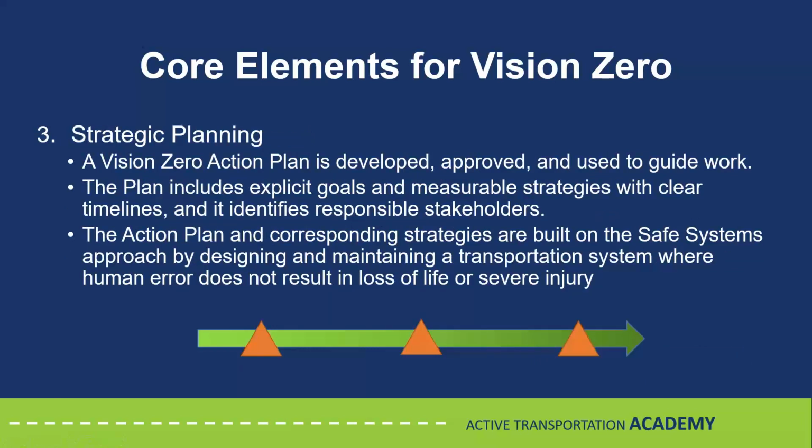That one prioritizes strategic planning. It understands the usefulness of developing, approving, and using a Vision Zero action plan to guide implementation. By the way, having a strategic plan is the ninth item listed in FHWA's self-certification eligibility worksheet to apply for implementation funding. You want a plan that includes explicit goals and measurable strategies with clear timelines and identifies responsible stakeholders for those strategies. By the way, this is part of item 8 in FHWA's self-certification eligibility worksheet.